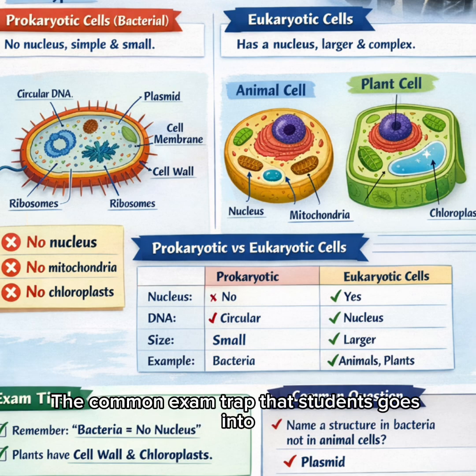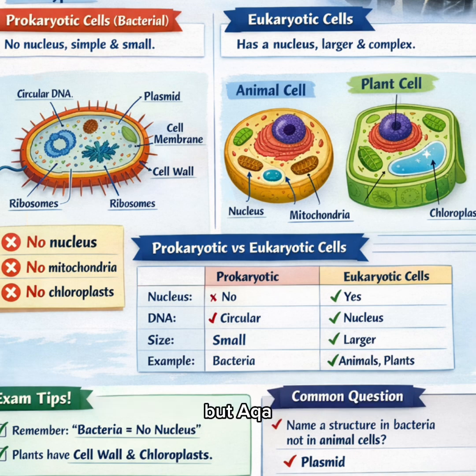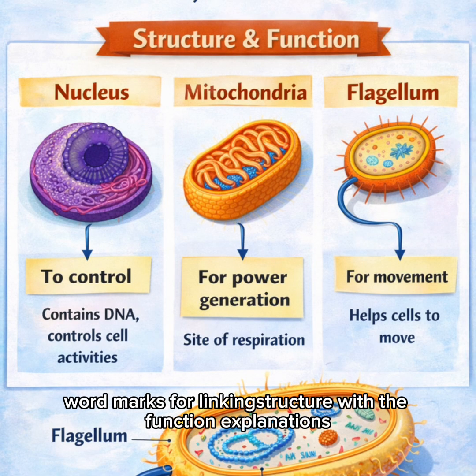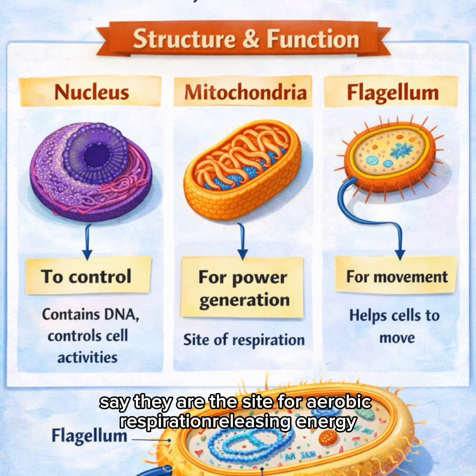The common exam trap is that students often list features without explaining them, but AQA awards marks for linking structure with function explanations. Therefore, don't just name mitochondria. Say they are the site of aerobic respiration, releasing energy.